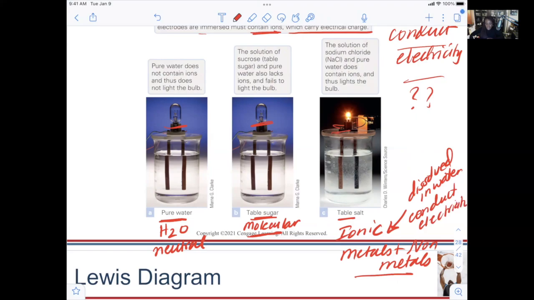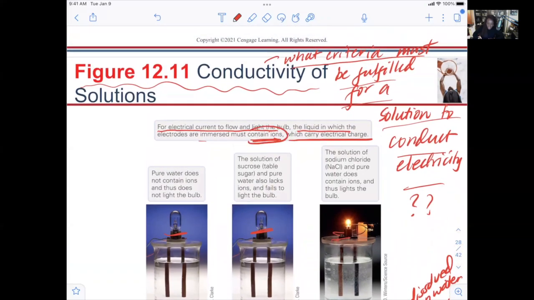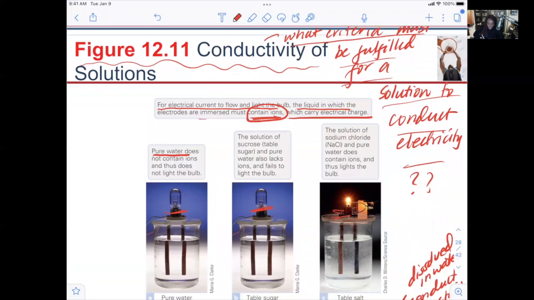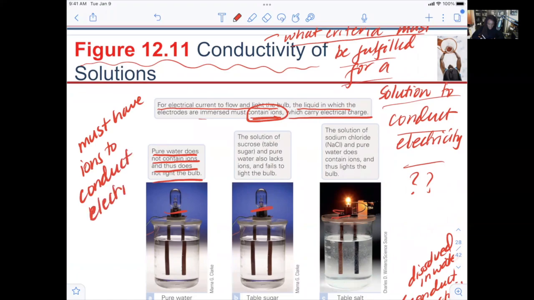Okay. So if these solutions conduct electricity, they must be fulfilling that prerequisite, which is they must contain ions. Let's see. We're told here pure water does not contain ions. That's a requirement, right? And thus does not light the bulb. Must have ions to conduct electricity. This is the requirement. And apparently water, pure water, does not meet that requirement. And therefore, as we can see here, there is no light, okay? No lighting of that bulb.